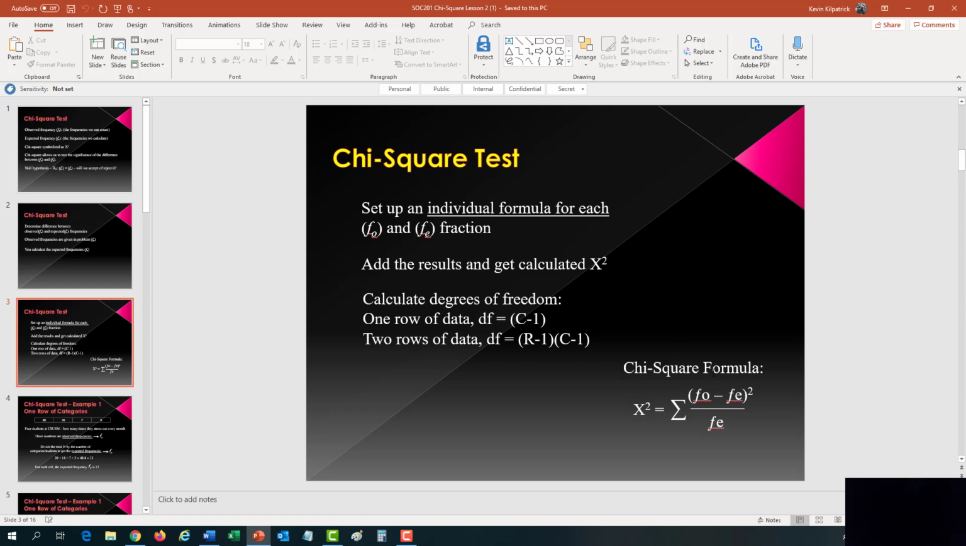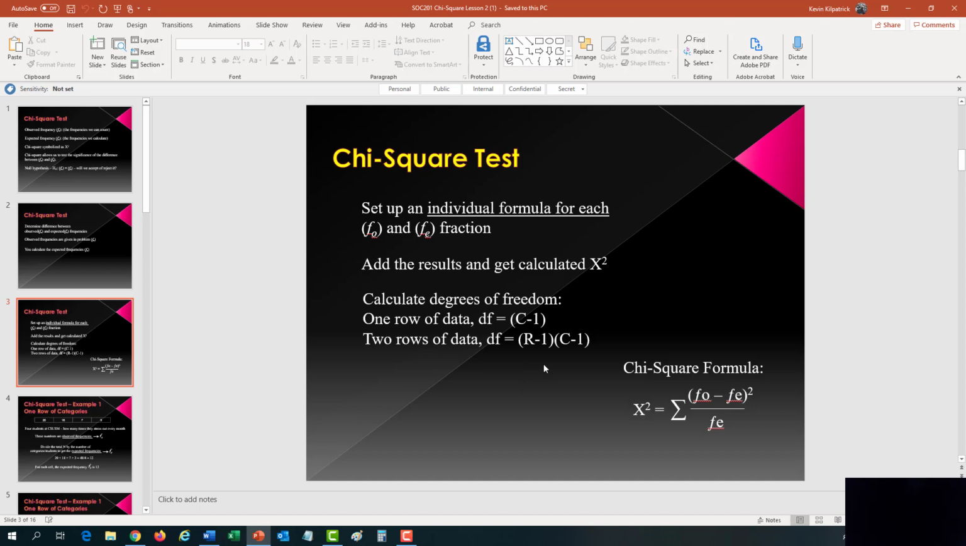When you work the problem, down here in the lower right, it shows the chi-square formula. X squared is the symbol for chi-square, and the formula is the sum of all of these individual fractions that you're going to create with the observed and expected frequencies. You're going to set up an individual fraction or a formula with each pair of observed and expected frequencies. Then you'll do the math and add up all the numbers, and that will give you the calculated chi-square.